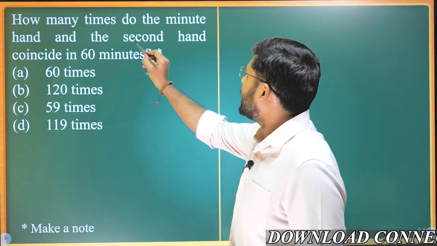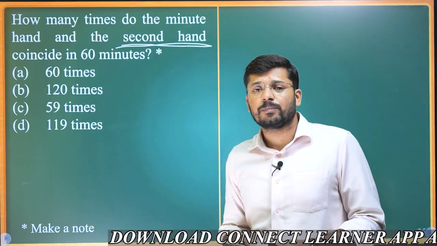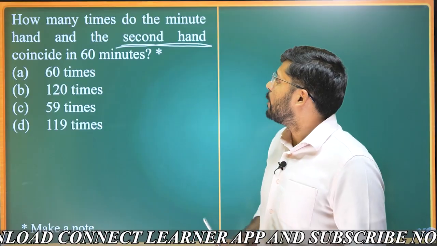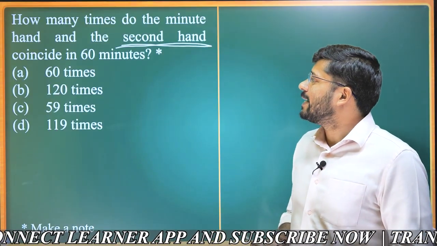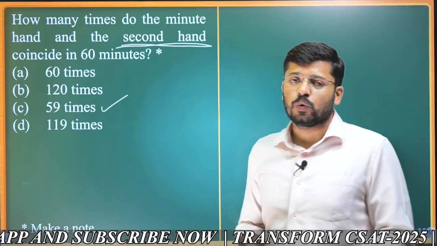Now look at the second hand. This is very rare to be asked. It was asked only once in one of the previous year questions. However, we shall see. How many times do the minute hand and the second hand coincide in 60 minutes? The answer is 59 times, and I will tell you how.